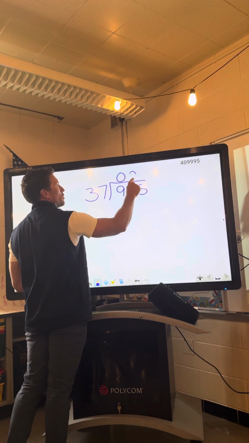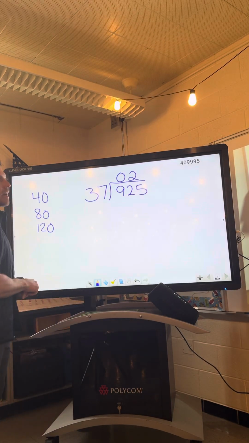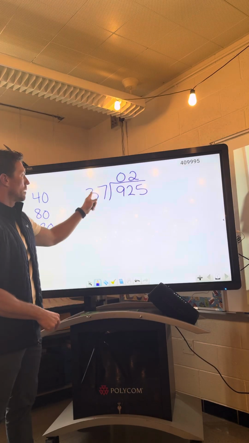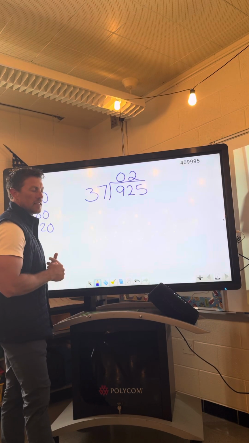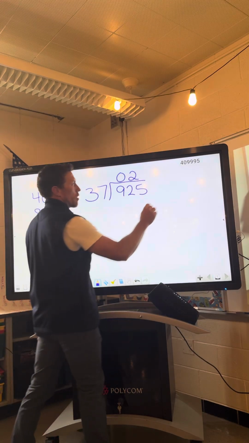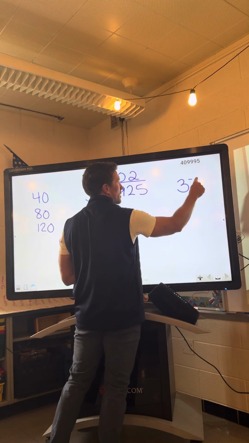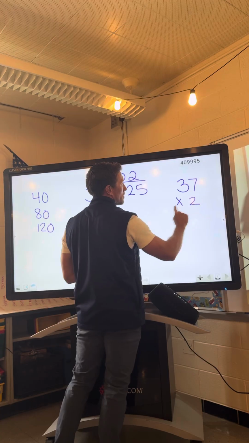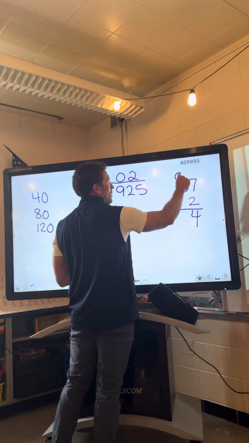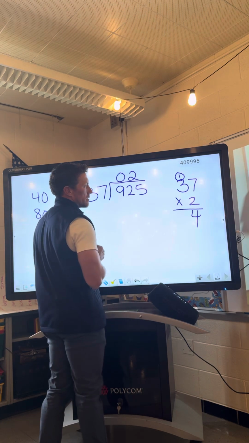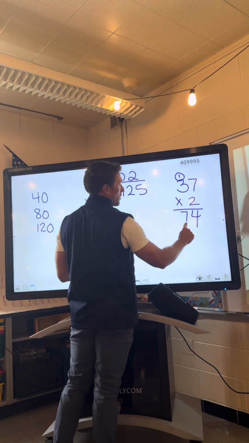So I'm going to write the 2 up on the top, and then I would multiply 2 times 37. If you could do that in your head, that's fantastic. If you can't, use some scrap paper to do that work. 37 times 2. 2 times 7 is 14. 2 times 3 is 6, plus 1 more is 7.